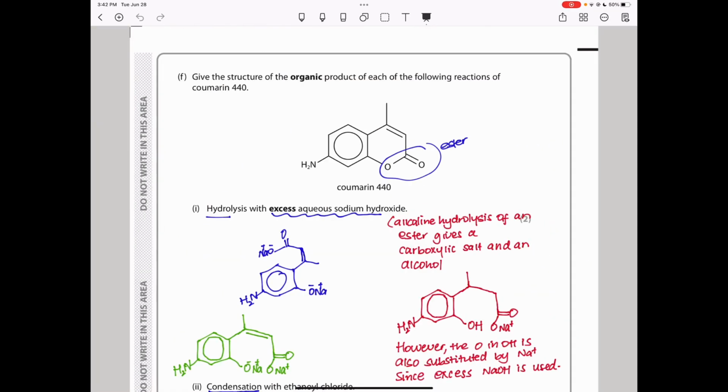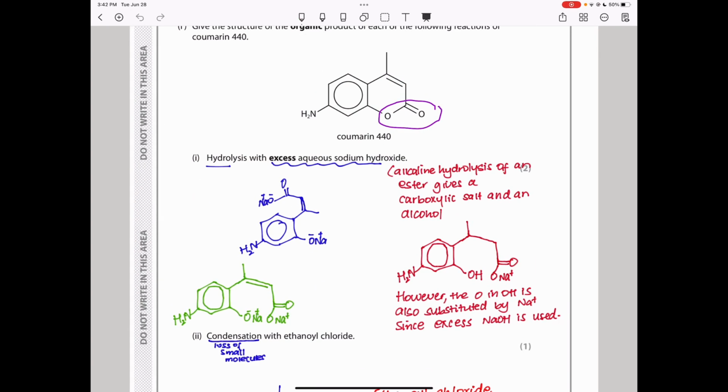Here we see they say, give the structure of the organic product of each of the following reactions of coumarin 440. So here we can see they've given us this structure, but what we can see, there is an ester group here. Let me erase for you so that you can see properly. There is an ester. You can see this part here. It shows an ester. So they say hydrolysis with excess aqueous sodium hydroxide. Guys, when you see this, this is alkaline hydrolysis.